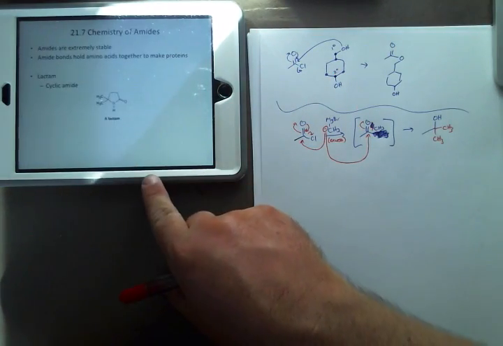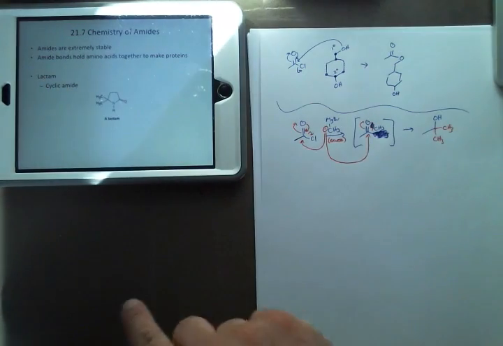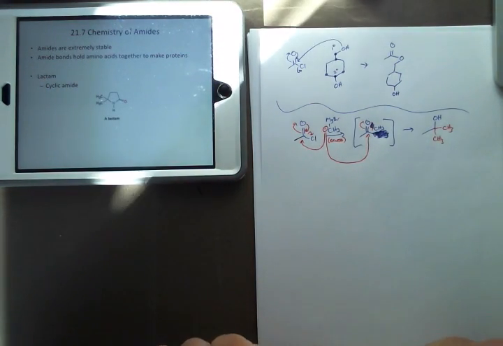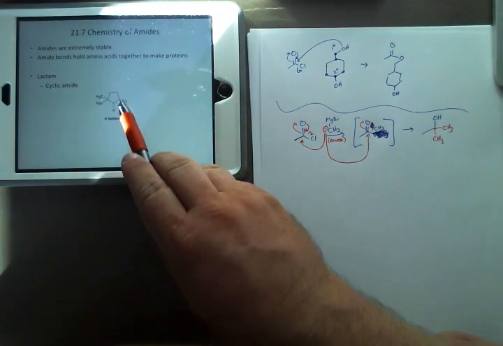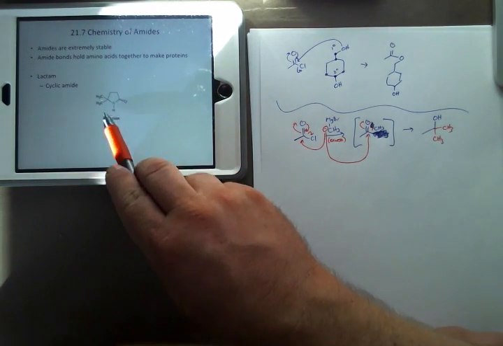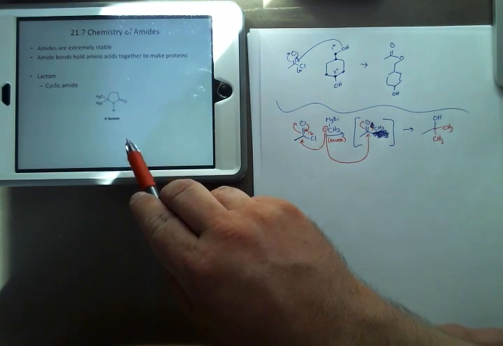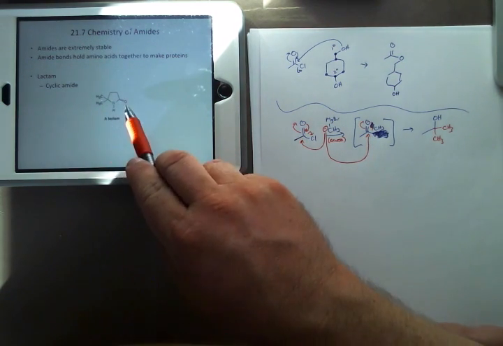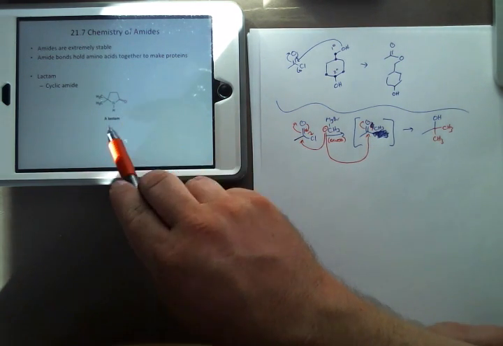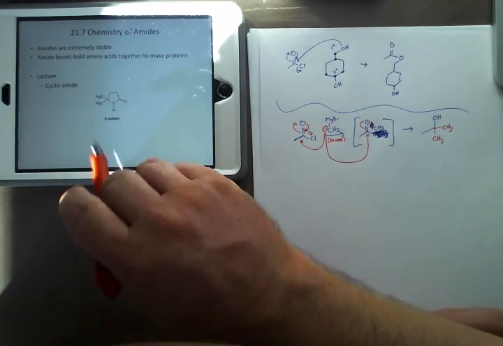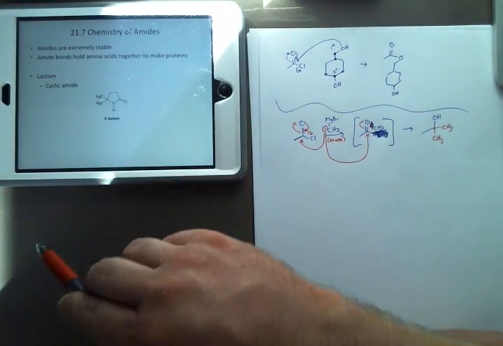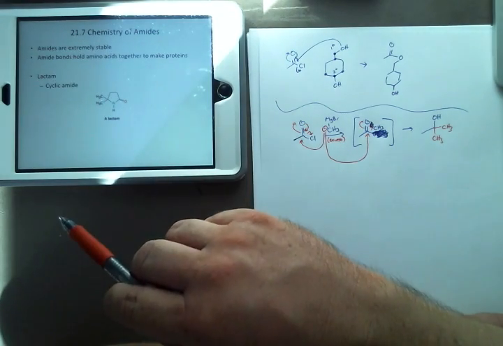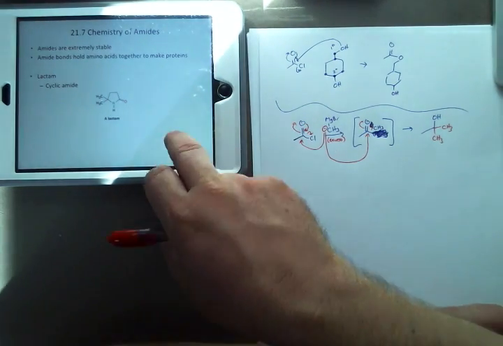Now for amides, these things are incredibly stable, and so the chemistry ends up being a little different. A couple of the reactions become different. The lactams are cyclic. So lactones are cyclic esters, and cyclic amides are the lactams. Amide bonds are incredibly important in biology because that's what peptide bonds are. That's what's holding your amino acids together to make proteins. They're just simple amide bonds.